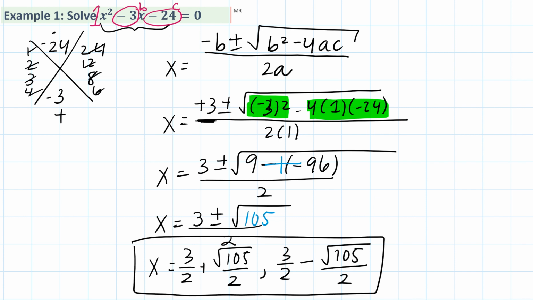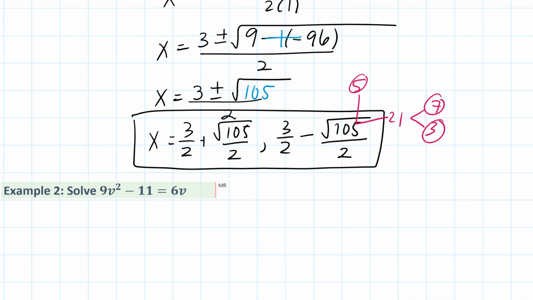To those of you that have been working to simplify your square roots, you'll notice 105 is 5 times 21. 21 is 7 times 3. So these are all prime numbers. That is to say, there aren't any perfect squares that divide 105. So this is actually fully simplified. Okay, let's take a look at example 2.